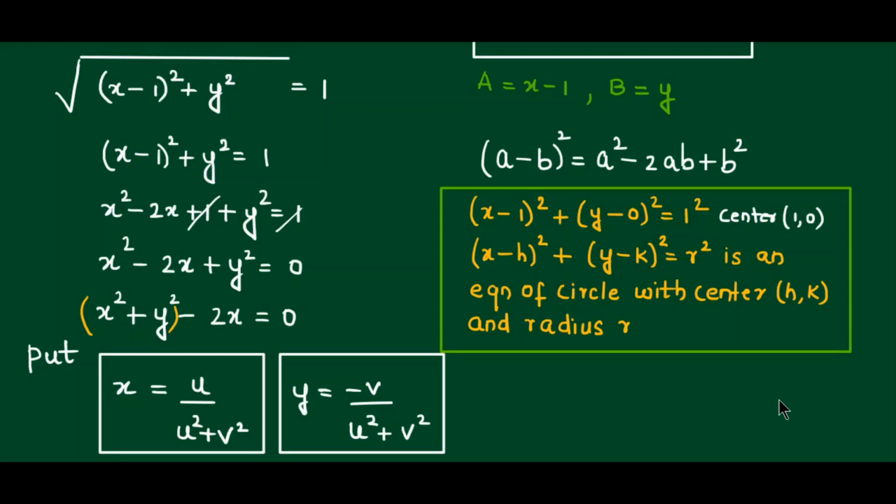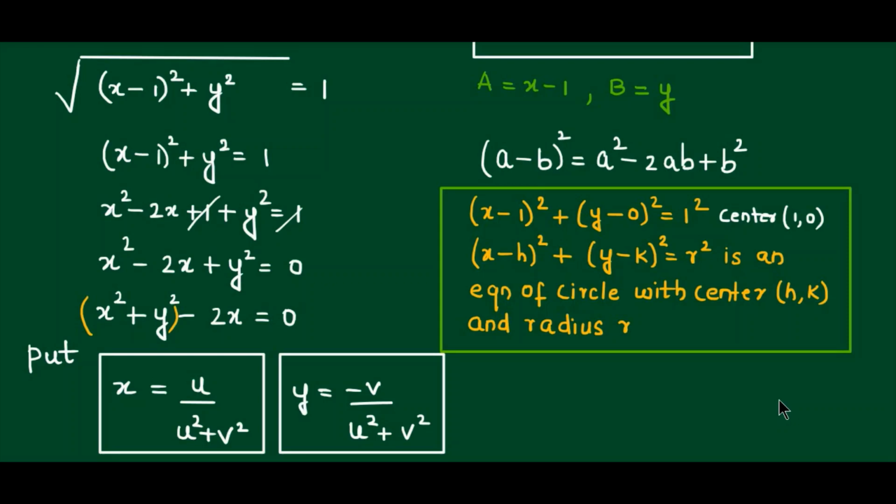Now, you have to compare this equation with an equation we have already studied, (x minus h) whole square plus (y minus k) whole square equal to r square, which is an equation of circle with center (h, k) and radius r.